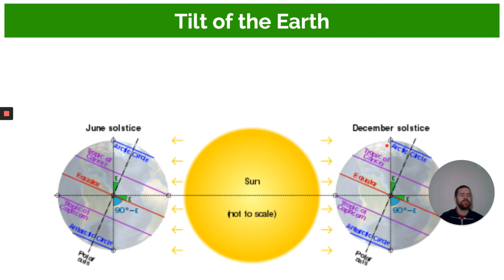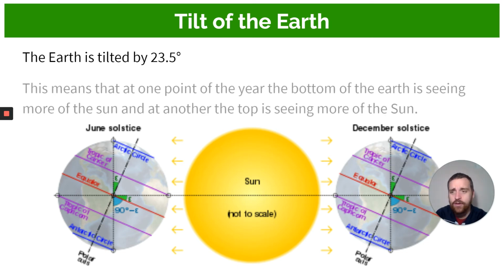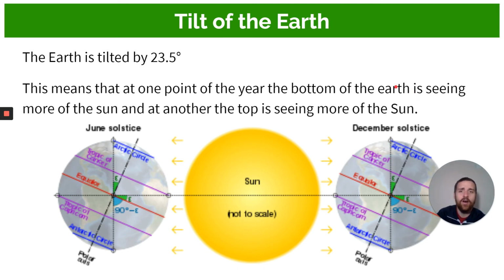Now, this might sound a bit tricky. If you're a bit confused, let me explain. And if I move on from this and you still don't understand, come to me in class and ask me to explain it to you, okay? Because this is a really cool thing, and it's a little tricky to explain like this. But anyway, so the Earth is tilted by 23.5 degrees. This means that at one point of the year, the bottom of the Earth is seeing more of the sun than the top of the Earth is seeing.